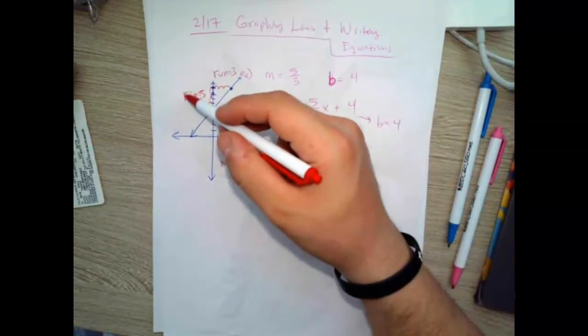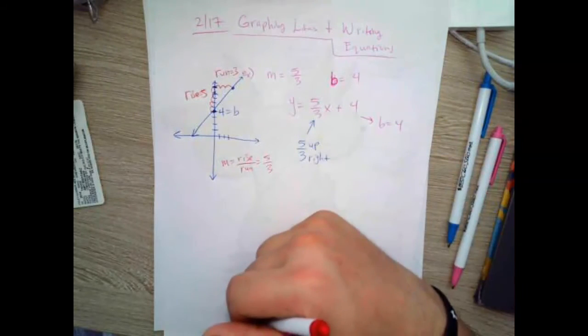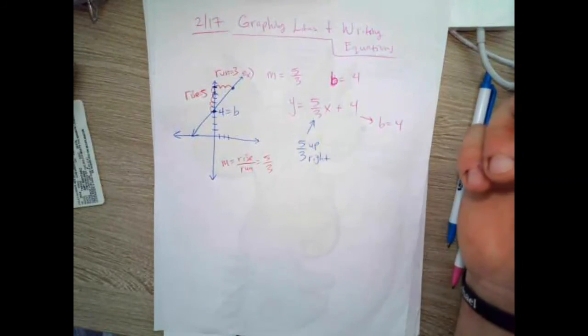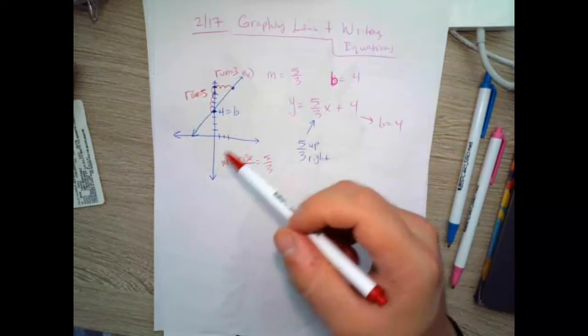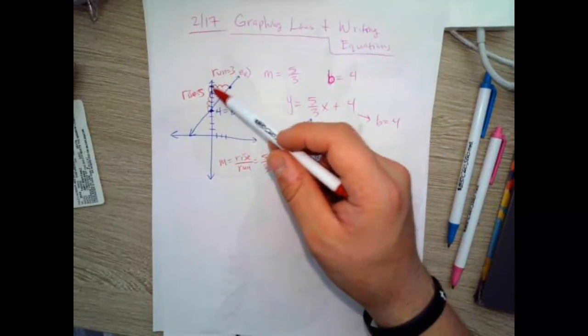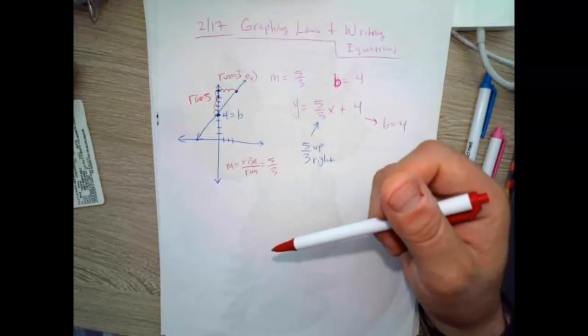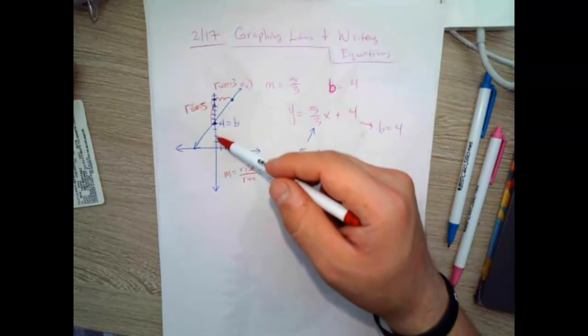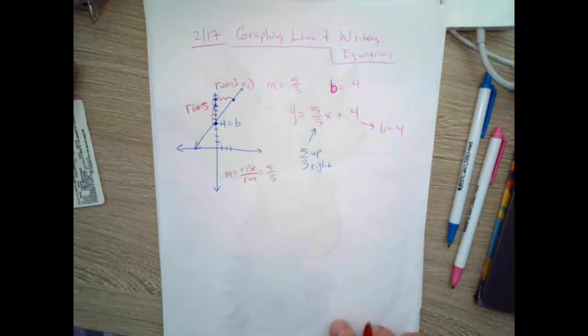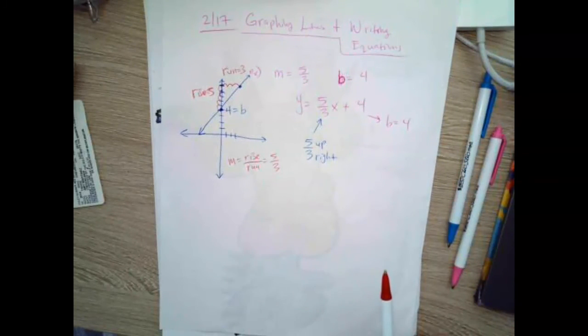If the line was falling, it would be negative, and I would know that either because the line's falling, or I might know that because I might be counting up and left. That could be an indication that it was negative, or I might be counting down and right. That could be a way that I know it's negative slope. Either way, this one's positive, right? This one's positive.